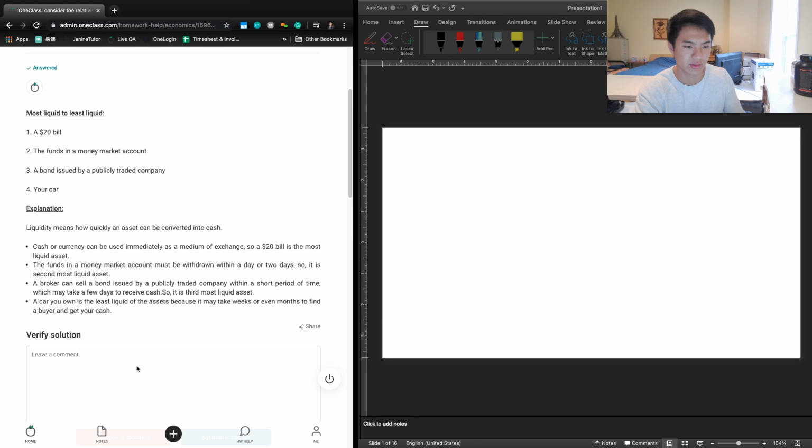Yeah, so I think this is a great answer. It covers the definition of liquidity and also gives a good explanation for each of these answer choices and why we've placed them in the order that we have. Great solution.